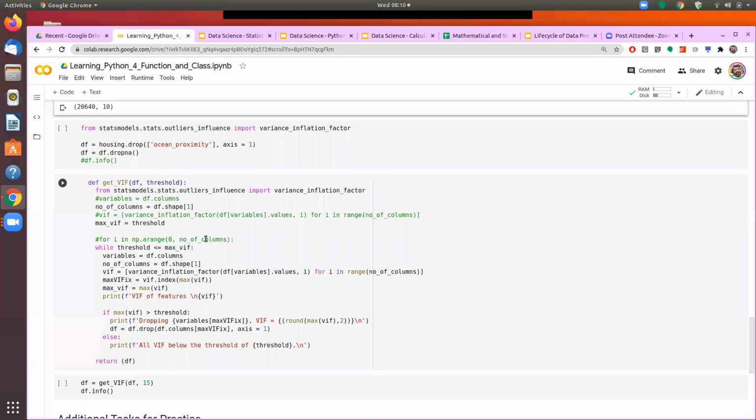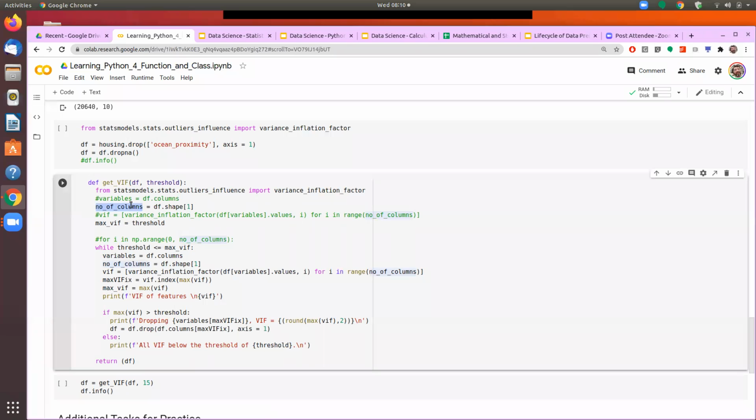Okay, so what we're doing here is that first I am storing how many columns it has, because I will need to iterate over each column. So I'm storing the number of columns. Then I am defining a variable.